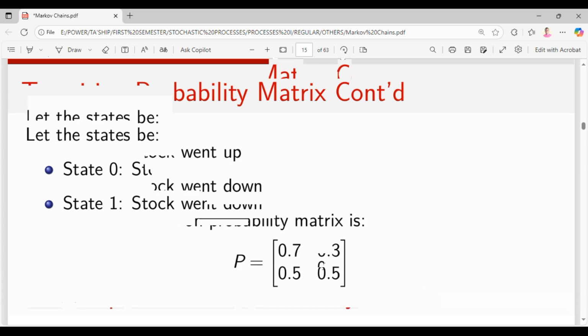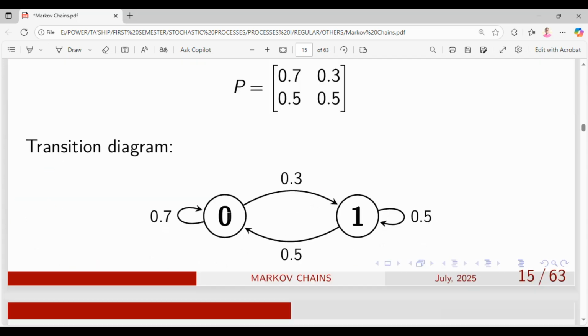Now let's look at these transition diagrams. This is a diagram that shows the movement between the states. It just shows an arrow. It gives a graphical representation of what is given in the transition probability matrix. We'll look at these in detail maybe in a separate video.